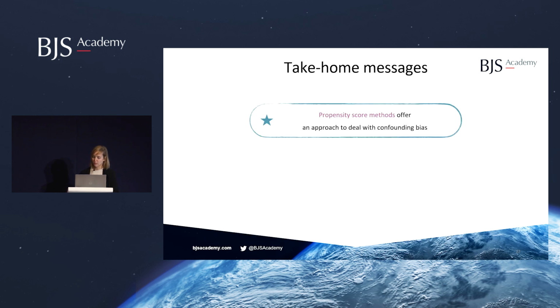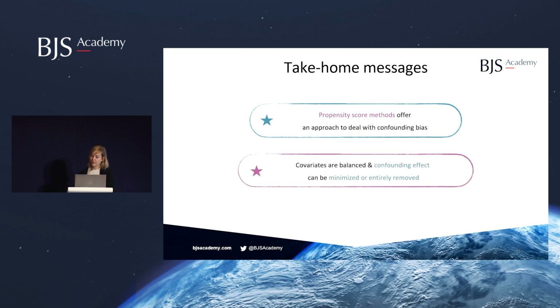So as take-home messages, I would like to say that propensity score methods offer an approach to deal with this confounding bias in retrospective studies. By balancing covariates, the confounding effect can be minimized or sometimes even entirely removed. This method is increasingly used in retrospective studies, as we have seen in the previous example.